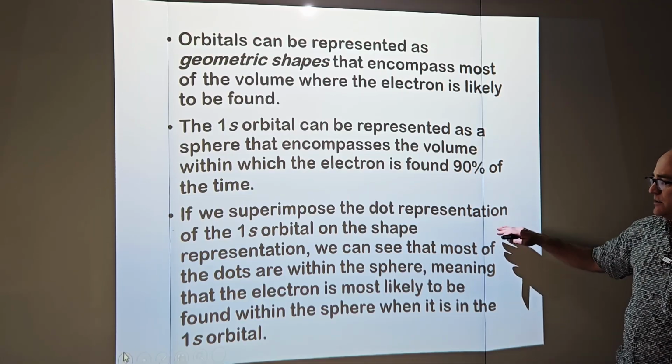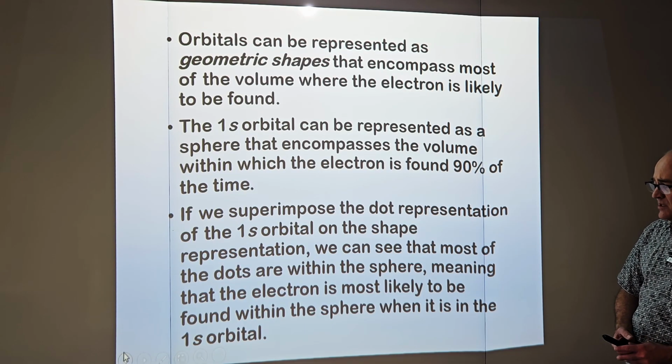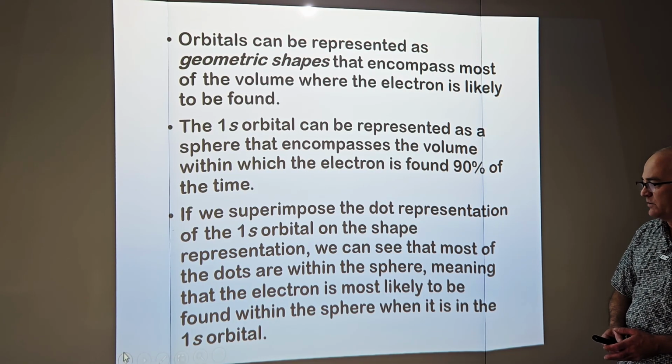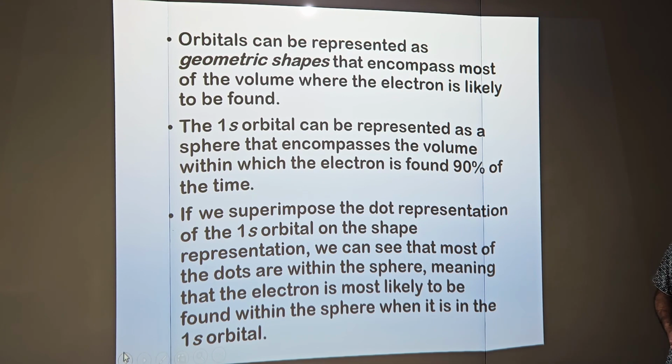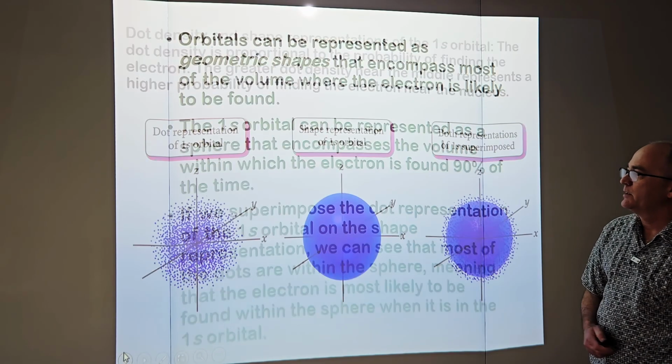If we superimpose the dot representation of the 1s orbital on the shape representation, we can see that most of the dots are within the sphere, meaning that the electron is most likely to be found within the sphere when it's in the 1s orbital.